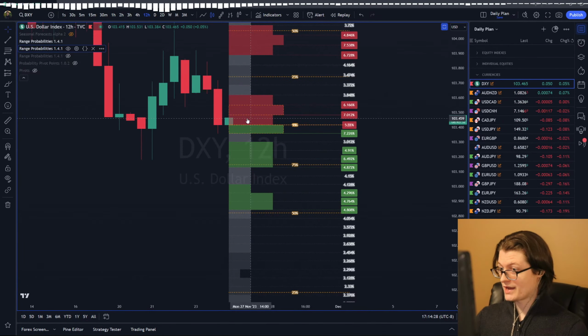We can also load weekly range probabilities in here, turning off the auto time frame. And now that we're able to load a significantly larger amount of data, this actually seems to be a more reasonable setup. I'll go ahead and hide the pivots real quick.